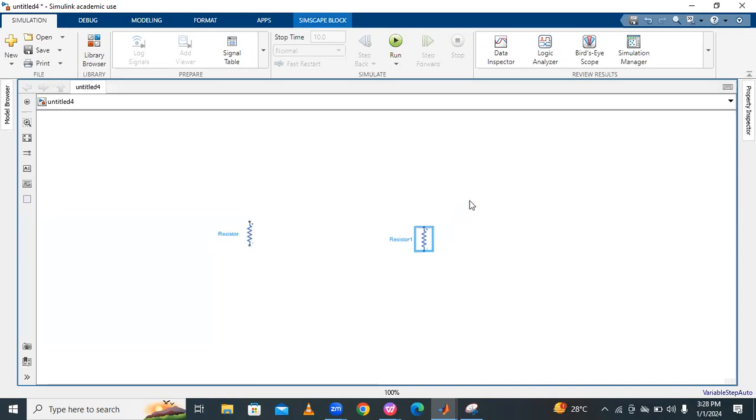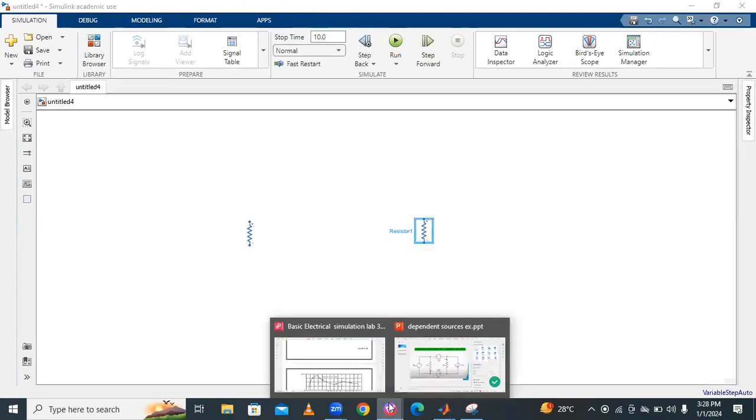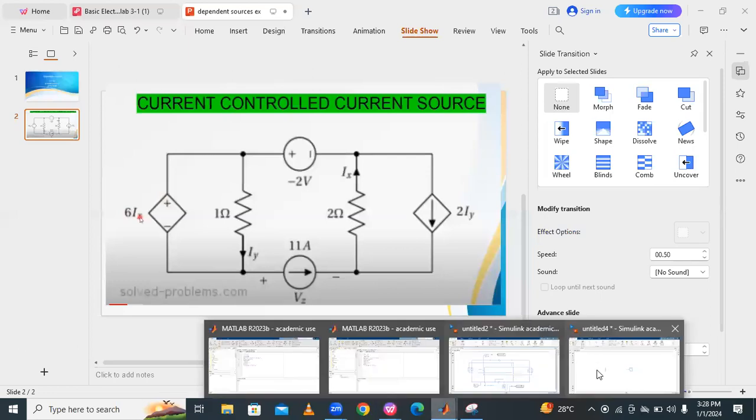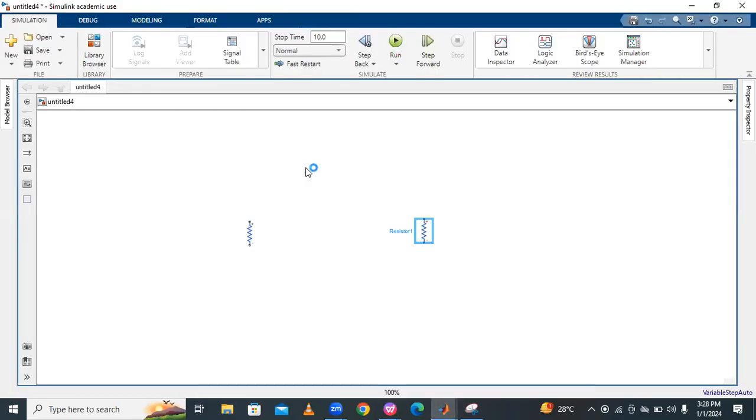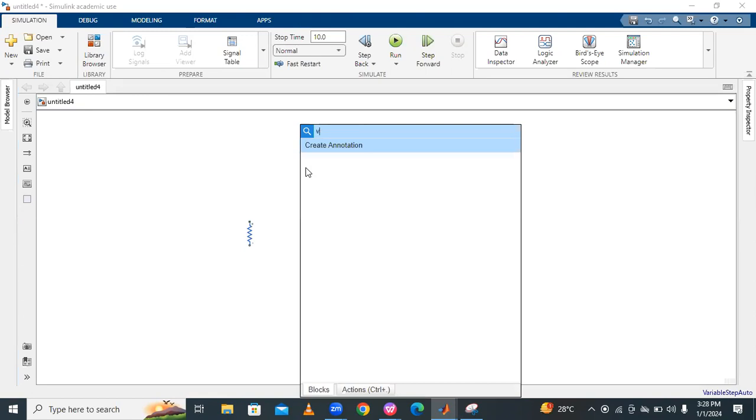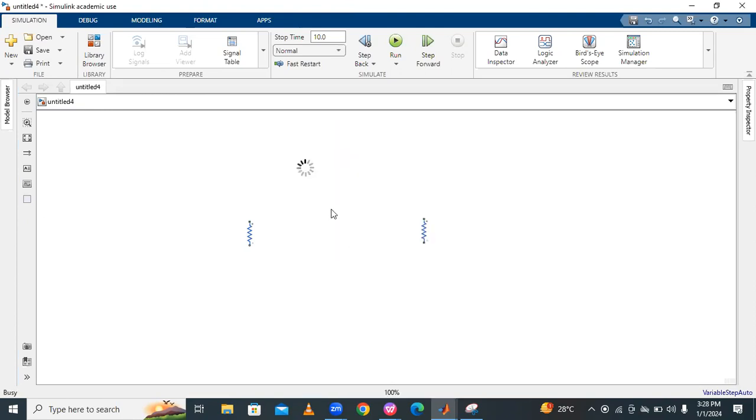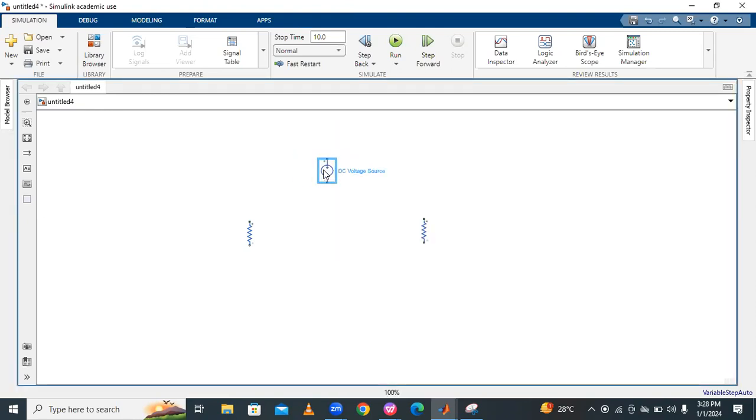and also copy it like this. So two resistors are required, and then one voltage source and one current source are required. Here the voltage source, a DC voltage source is required. Press Ctrl R and rotate it like this. This is our DC voltage source.